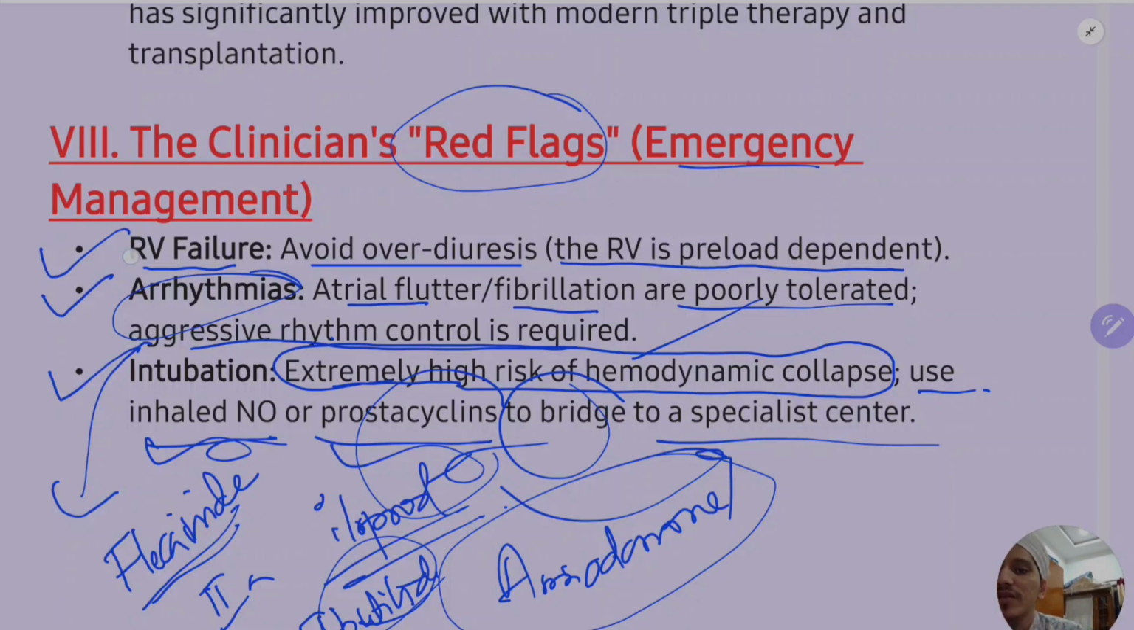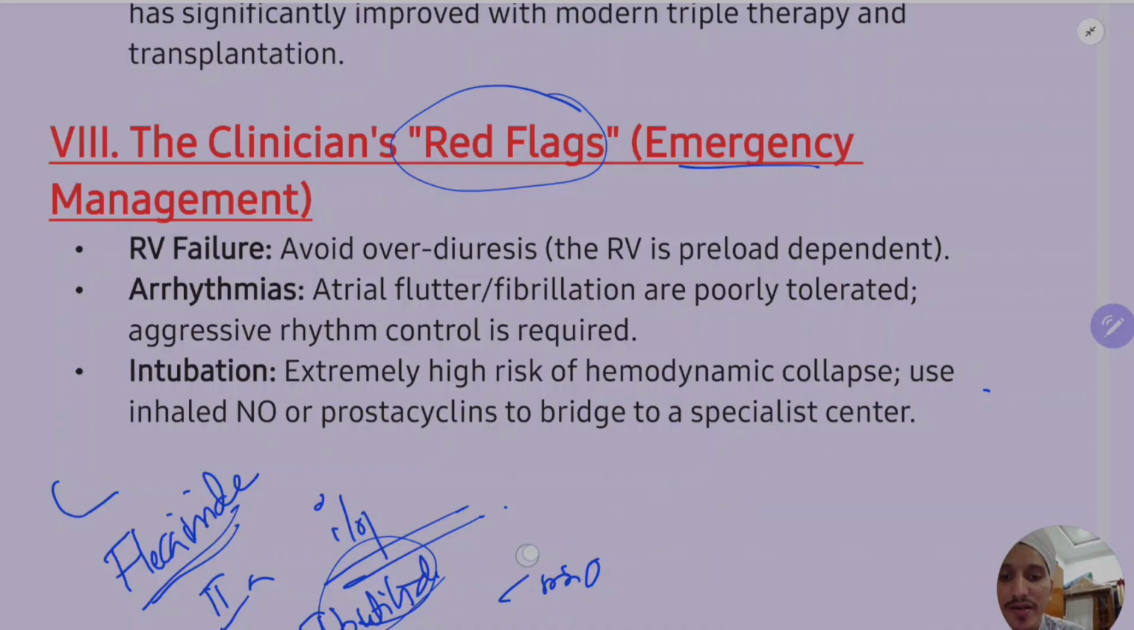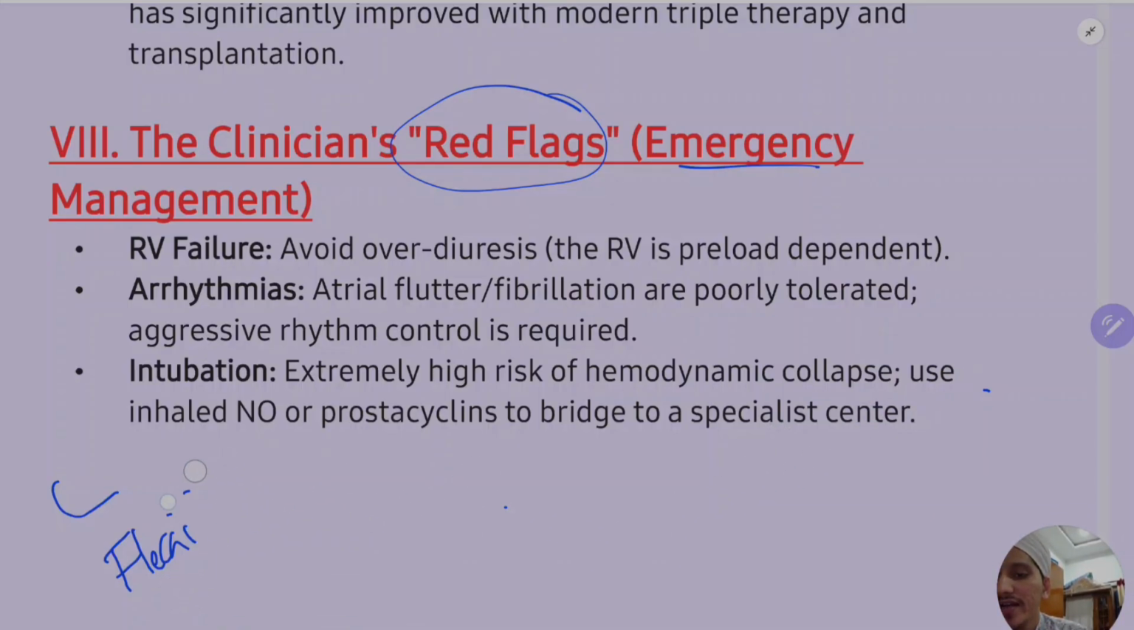Okay, so these things you should remember. Right ventricular failure: you should not over diurese the patient, otherwise there will be hemodynamic collapse. You should not intubate because of the risk of collapse. And fibrillation or flutter, meaning arrhythmia, treat immediately, treat aggressively, control the rhythm because they poorly tolerate these arrhythmias.